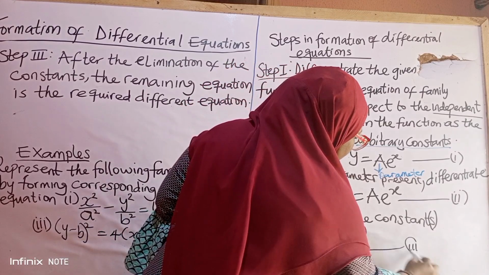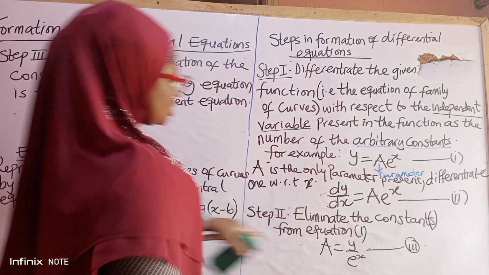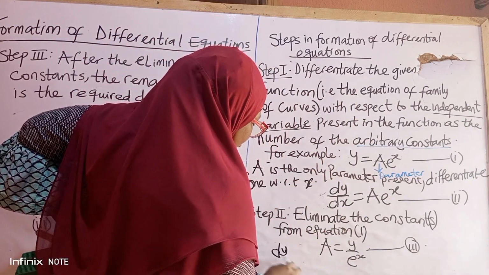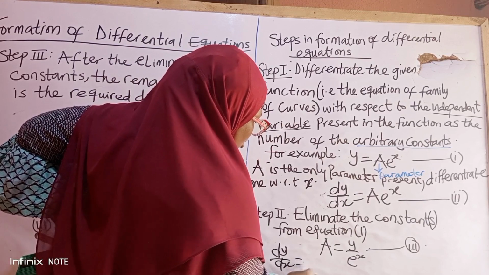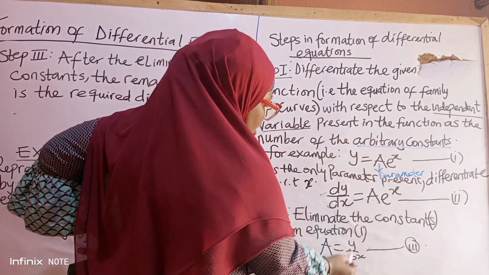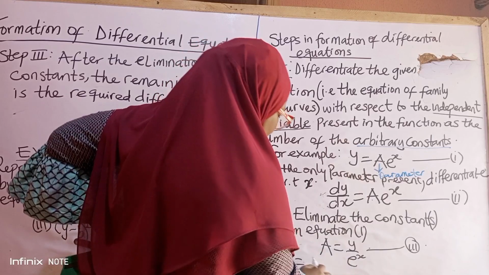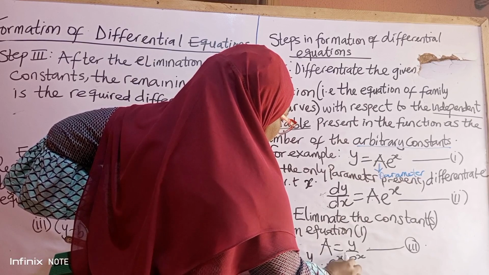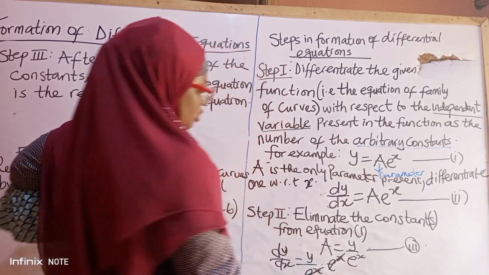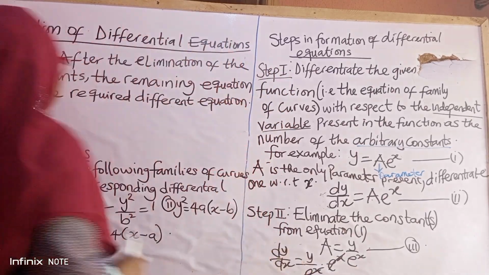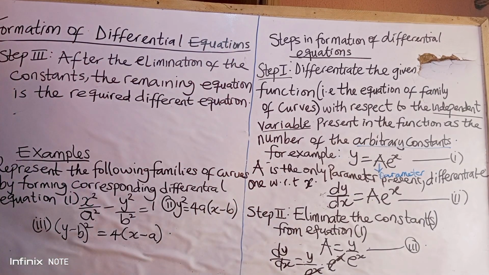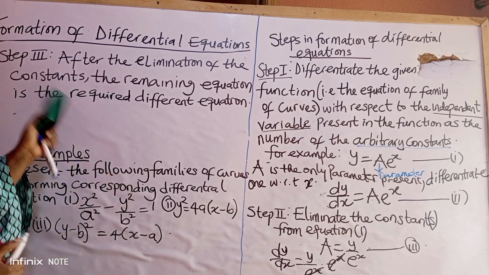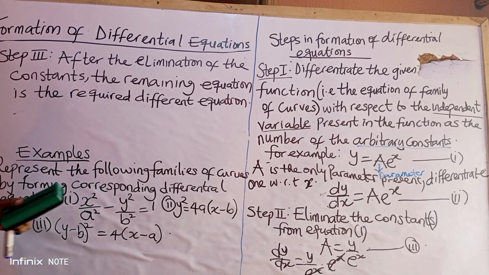So let's substitute equation 3 into equation 2. We have dy/dx equals, anywhere we see a, we're going to put y divided by exponential x. So we have y over exponential x multiplied by exponential x. So exponential x cancels exponential x. So now, the last step, after the elimination of the constants, the remaining equation is the required differential equation.